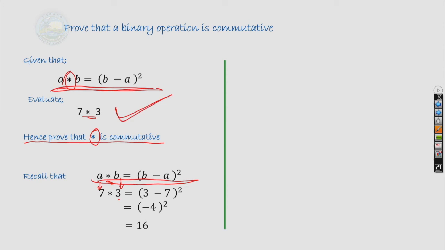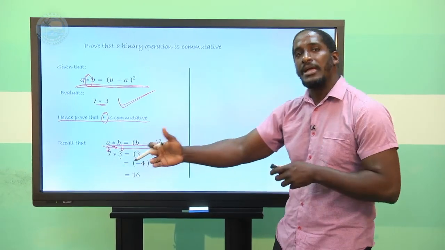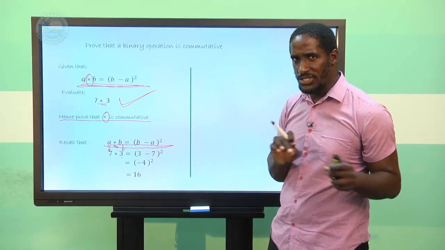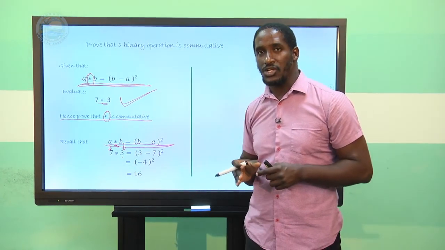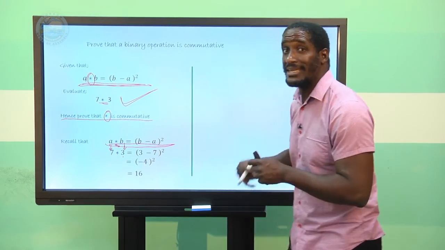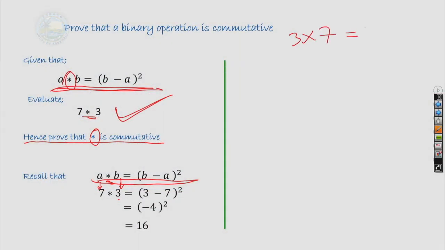The second part of it is to prove that the star operator is commutative. We looked at commutative in a previous video. We said that the commutative property is a property that says that regardless of how the numbers are ordered, the answer is still the same. There are two operations that we looked at that were commutative: addition and multiplication. By that we mean that 3 times 7 is going to be the same as 7 times 3. The order doesn't matter. Or 3 plus 7 is the same as 7 plus 3. So addition and multiplication are commutative.